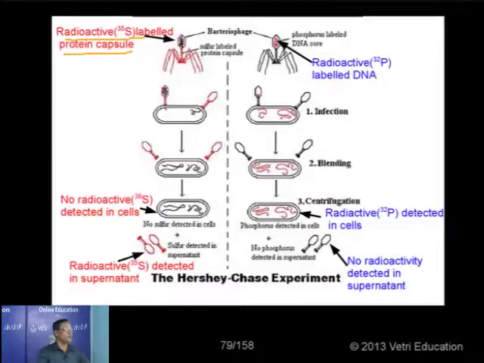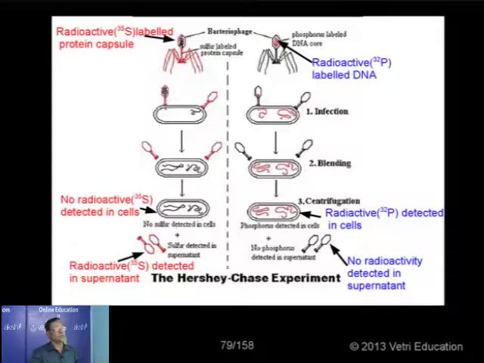Now I am taking the left side, the protein coat with the sulfur. Here you see that the DNA is injected, and the DNA is not radioactive. And here we receive the cells. The bacterial cells are not radioactive, because they did not have DNA with the sulfur. So here we use only the sulfur.